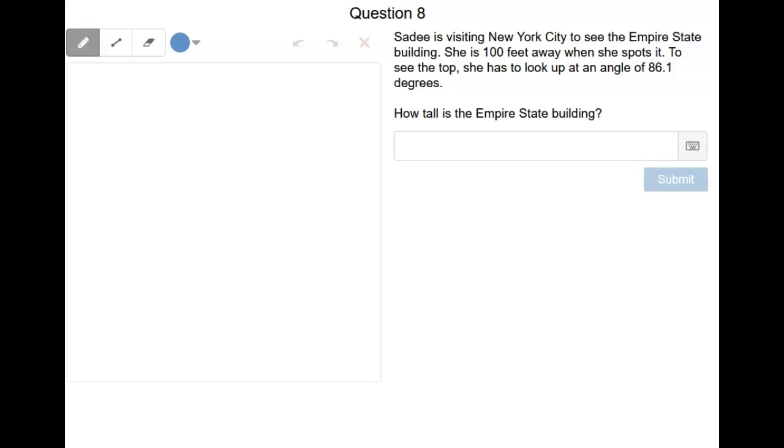Sadie is visiting New York City to see the Empire State Building. She is 100 feet away when she spots it. To see the top, she has to look up at an angle of 86.1 degrees. How tall is the Empire State Building?